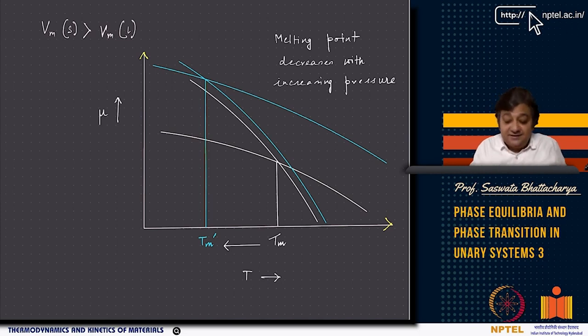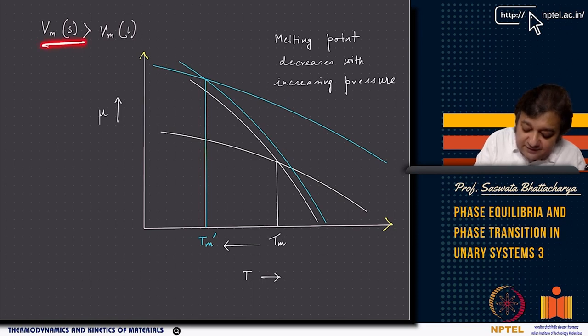Okay, and we have done this example, so please try it: the ice-water transformation. Carefully have a look at it and see this very interesting phenomenon. Here, mu is again the molar free energy, or the chemical potential, plotted along the y-axis against temperature. Here the molar volume of solid, or volume per mole of solid, is greater than that of liquid.